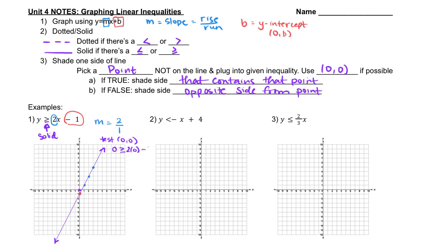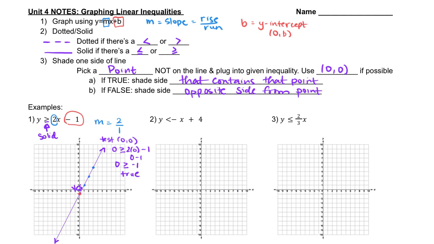When I test 0, 0, that means I go back to my original inequality, and for y and for x, I plug in 0. So in this inequality, I have 0 is greater than or equal to 2 times 0 minus 1. And so I'm simplifying the right side right here. So 2 times 0 is 0. And 0 minus 1 is -1. So I'm asking, is 0 greater than or equal to -1? And if I look on this number line right here, I can see that 0 is to the right of -1. So that tells me that this is true. 0 is greater. So this right here is yes.